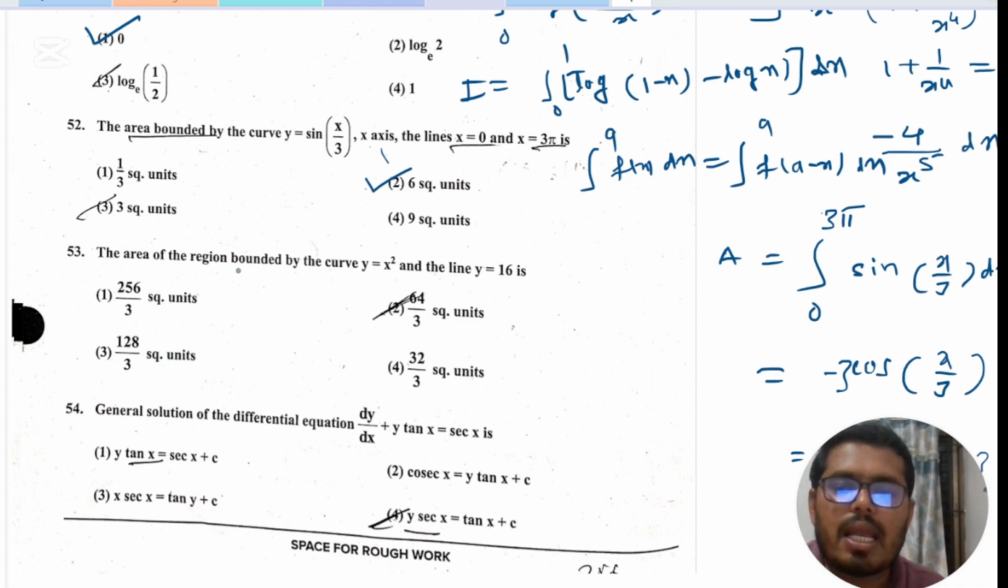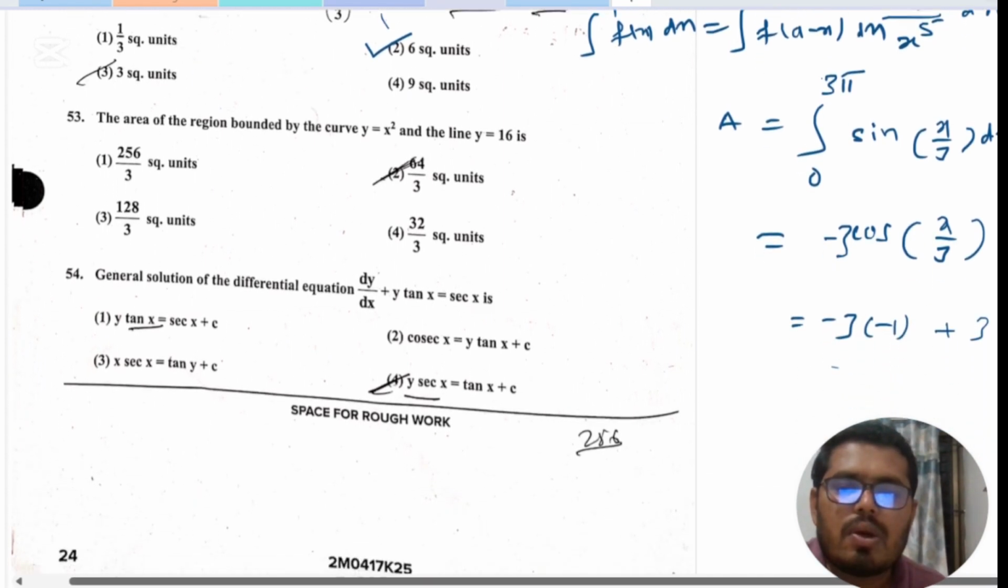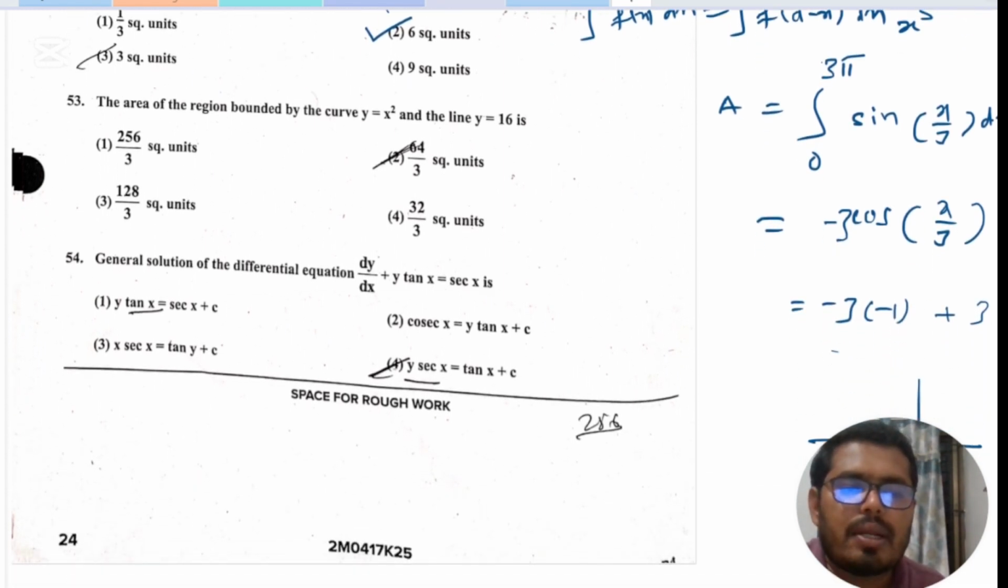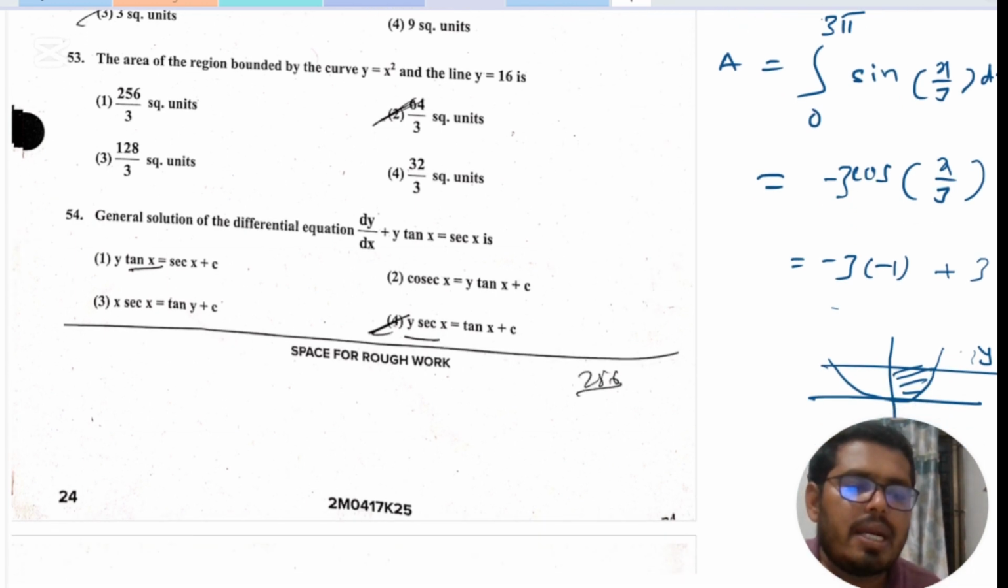Okay, next, the area of the region bounded by the curve y equal to x square. How is the curve y equal to x square? The curve is like this, y equal to x square. Then the line is y equal to 16. Then what is the region? First we find out the area of this half, then multiply to get the full region.